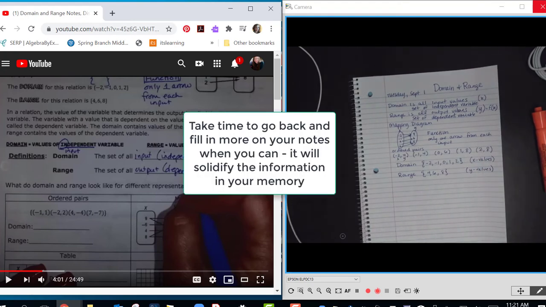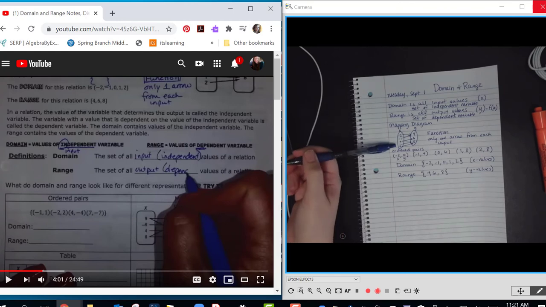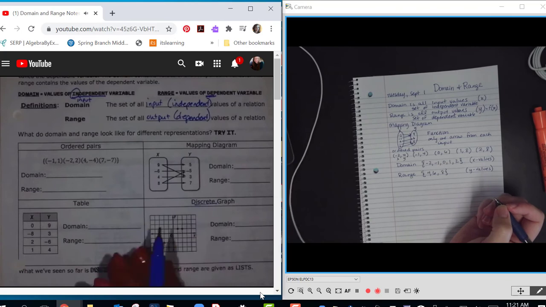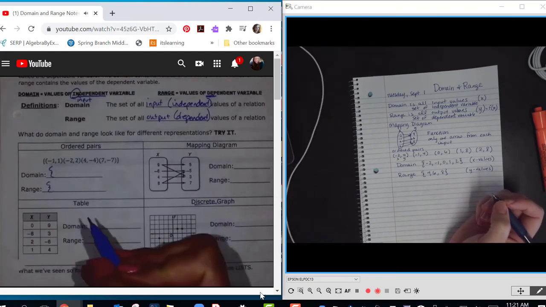So notice, does this look exactly like the piece of paper that she's copying from or that she's writing on? No, this is not the same, but it includes all of the same material. Okay, so now I want you to practice making your data sets for the domain and the range.